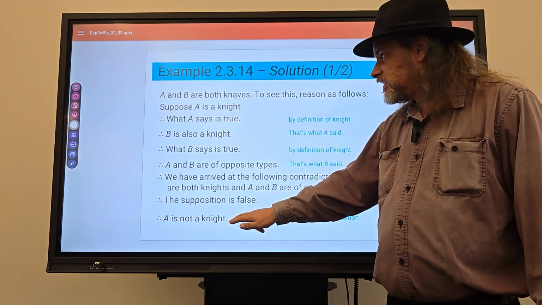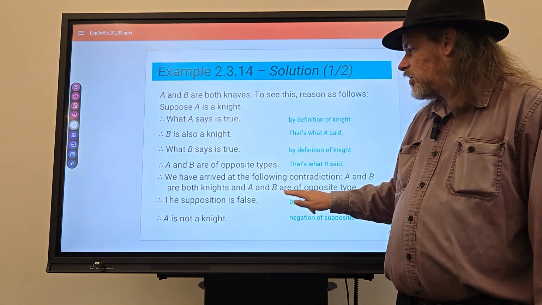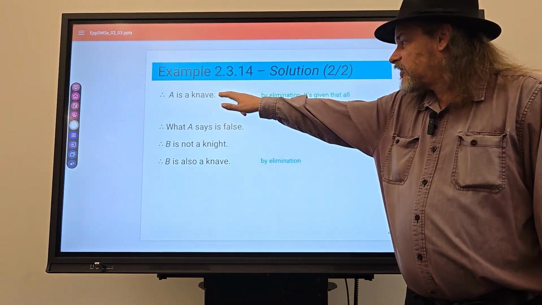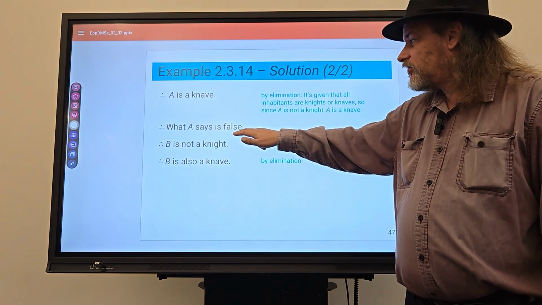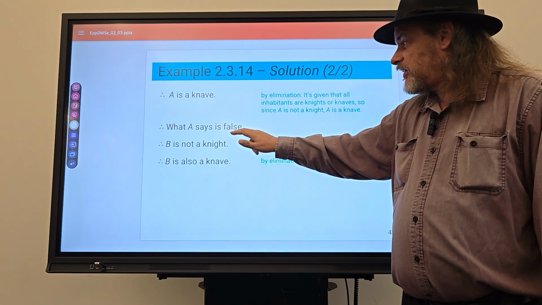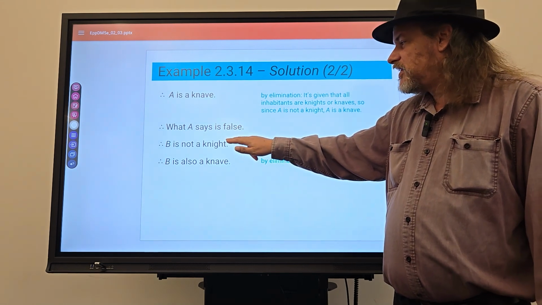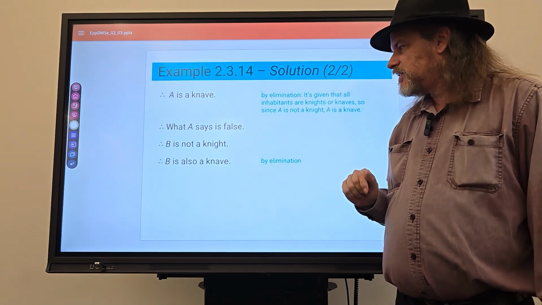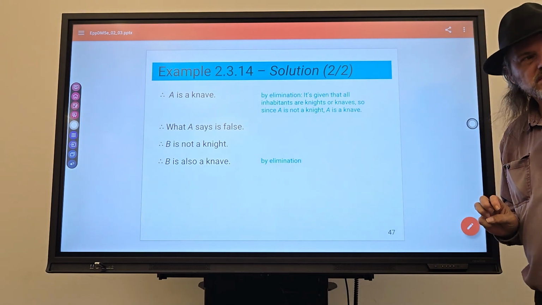A is not a knight. A is a knave. What A says is false. And A said B is a knight. So B is not a knight, therefore B is also a knave.